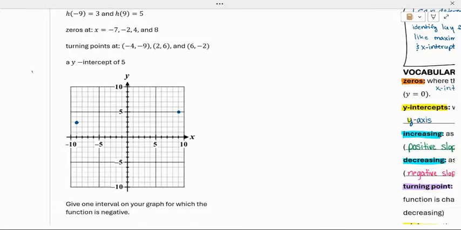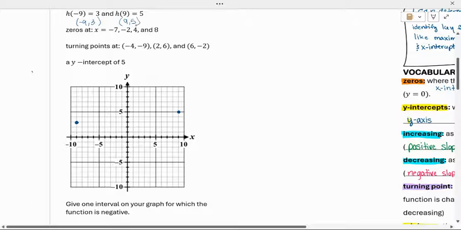So those are just two ordered pairs, right? This is the ordered pair (-9, 3), and this is the ordered pair (9, 5). So we've plotted those two points. It says that we have zeros at x equals -7, so I'm going to plot these points right on the x-axis because that's what zeros are. So I'm going to plot a point at x equals -7, at x equals -2, at x equals 4, and also at x equals 8.